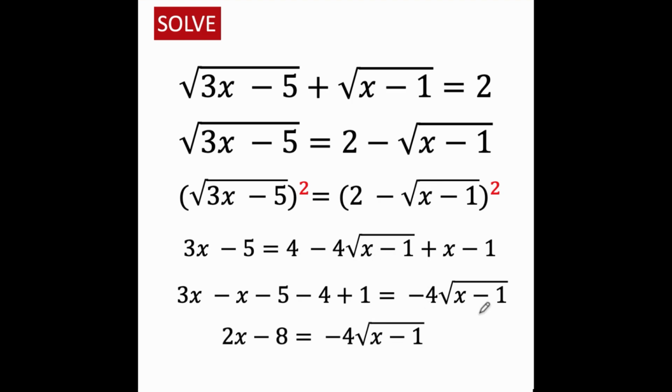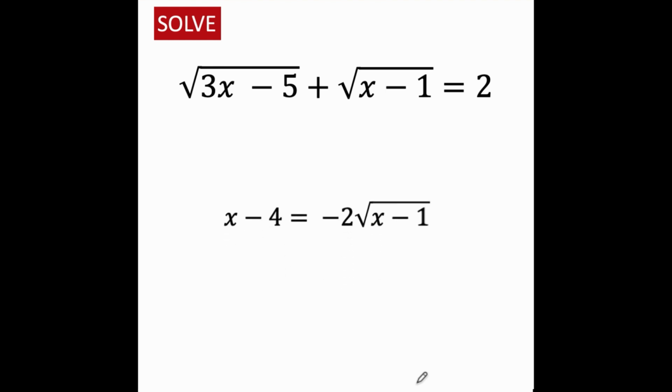Then combine like terms to get 3x minus x equals 2x. Minus 5 minus 4 is minus 9 plus 1, that's minus 8. Then copy the right side. Then we can divide each of the terms of this equation by 2 to simplify the equation to x minus 4 equals negative 2 times the square root of x minus 1.